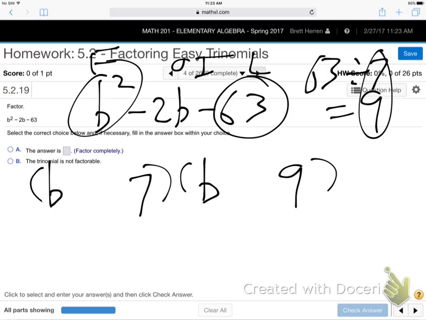Now, how do you know what signs to use? Okay, make sure you hear this. Dial in for a second.